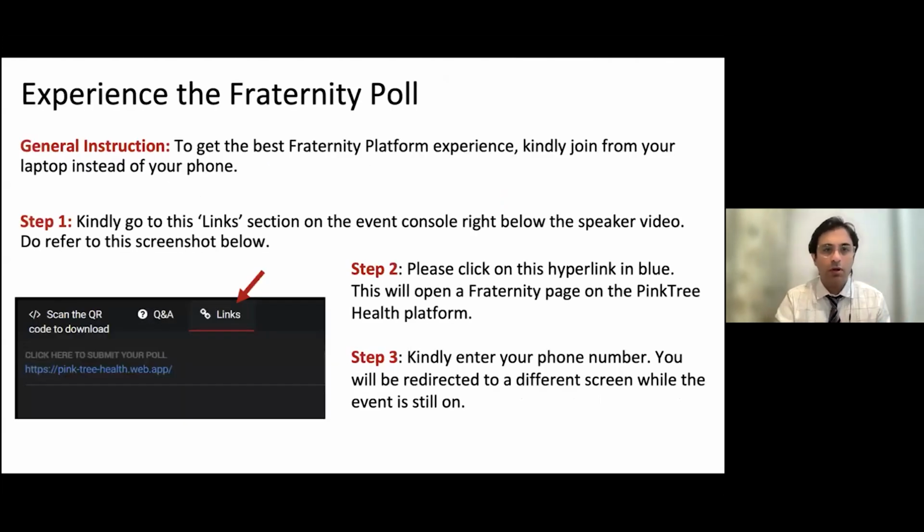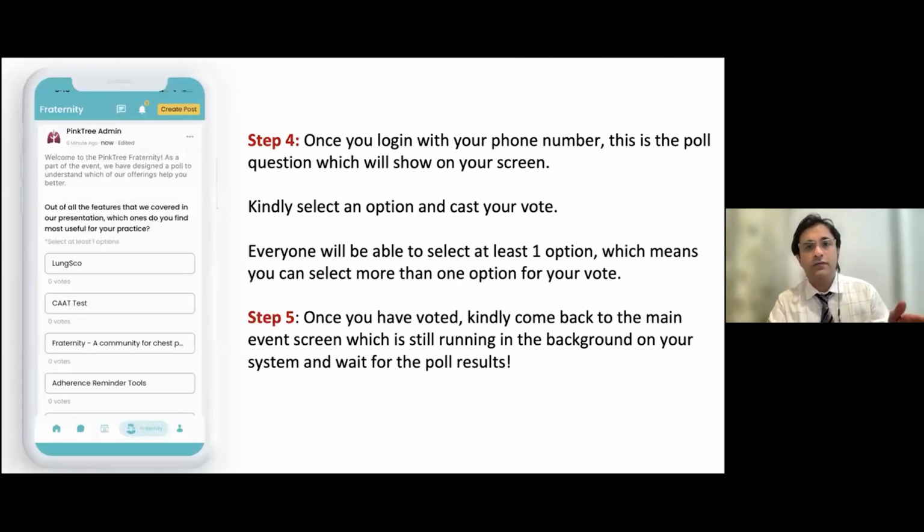So how does the poll work? If you can join from a laptop, it is better. Just go to the link section on the event console right below the speaker video. You can see the screenshot here. It is mentioned there will be a link. Click on the link in blue, which is the app. It will lead to another page. Enter your phone number. You'll be redirected to a different screen while the event is still on. Here you can log in with your phone number and poll on the question which is written. Once you have done the poll, come back to the screen where you are watching the program.